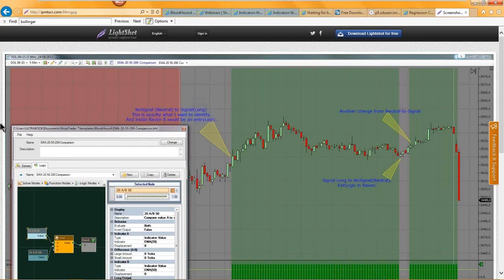All right, and let's see. It gives a simple system to build that will generate the same thing here. We're going to use a 20, 50, and 200 SMA. So give me some time, and I'll put that on the chart here.